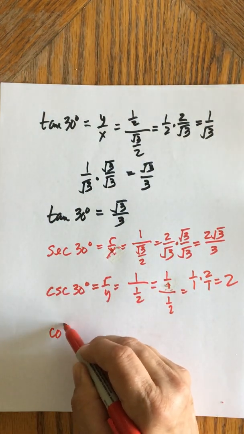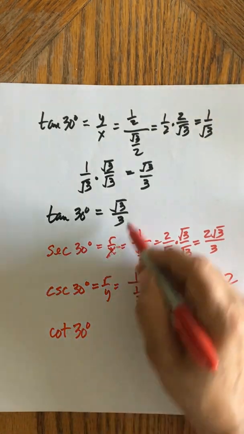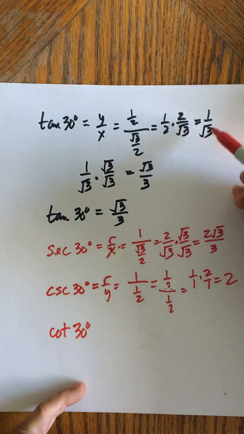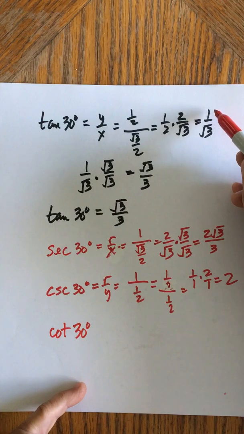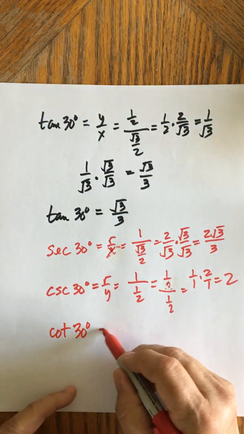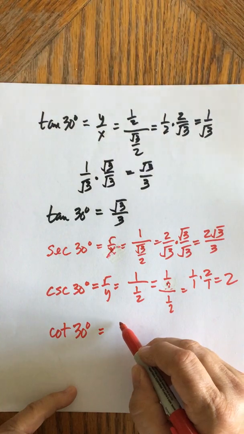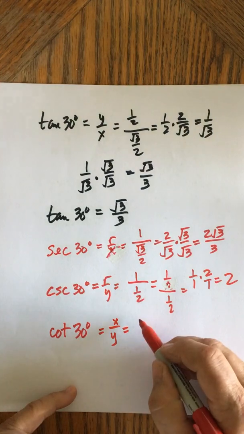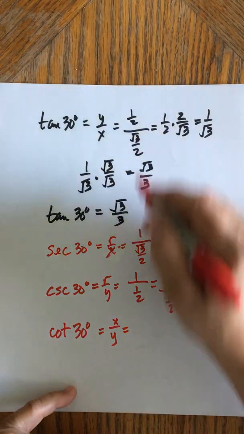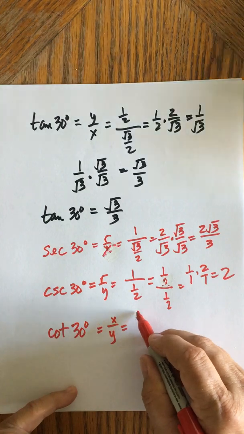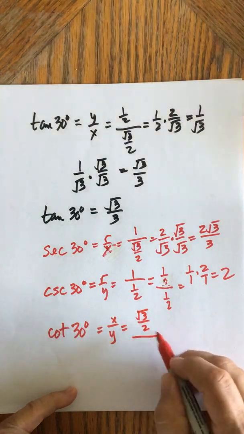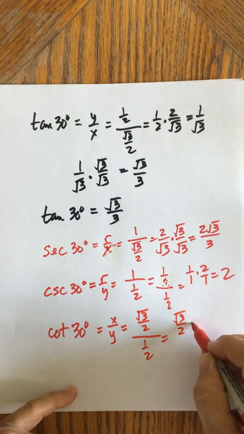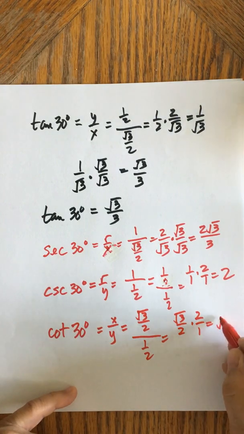And finally, cotangent of 30 degrees is, let's see, now this one, rather than working with this, I'd rather work with this. These are the same, right? But once I flip and multiply 1 divided by square root 3, I won't have to rationalize. I won't have to rationalize because that'll be in the numerator. So if I have x over y, right, and that's going to be here, square root 3 over 2 over 1/2. So I have square root 3 over 2, then times 2 over 1. These cancel out, I get square root 3, right?